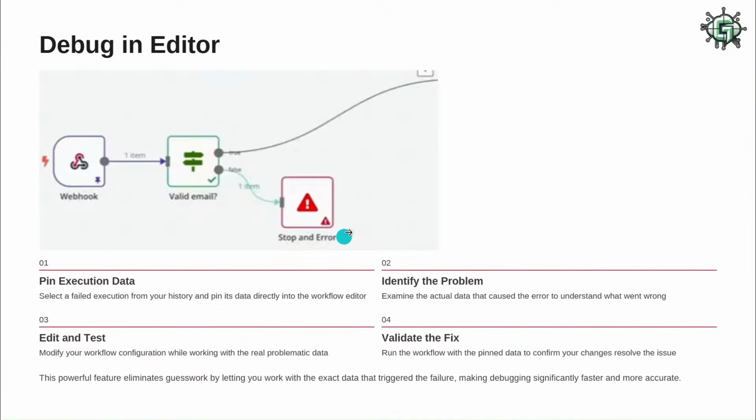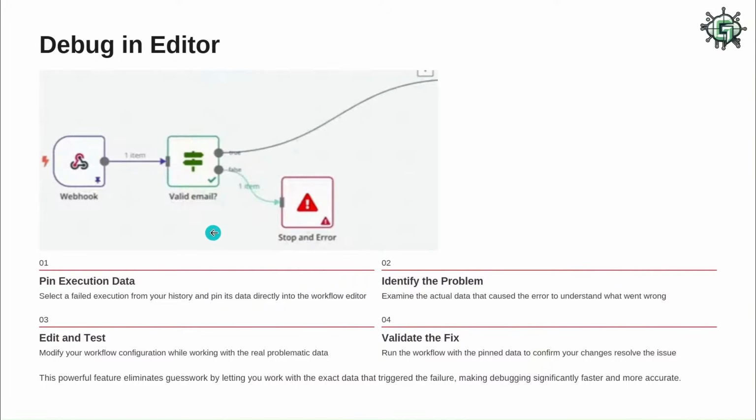Debug in editor. This is where debugging gets hands-on. You can pin execution data from a failed run right into the editor. No guessing, so then you see the real data that caused the issue. Edit your workflow and test it instantly. Once fixed, validate the change by running it again. Then you can update automatically.